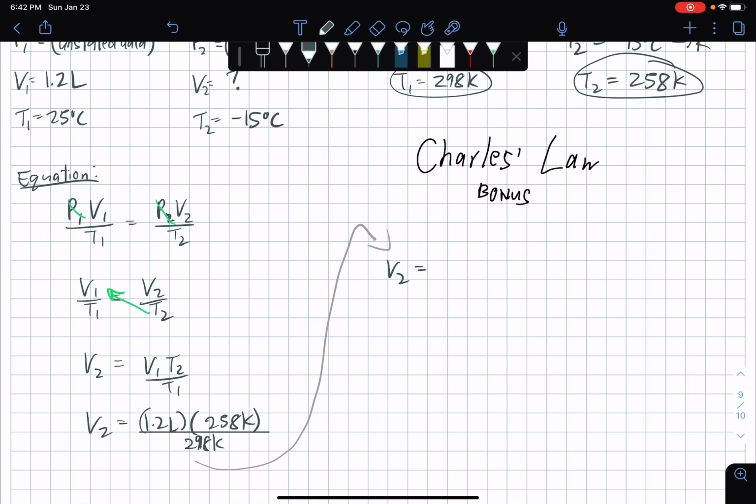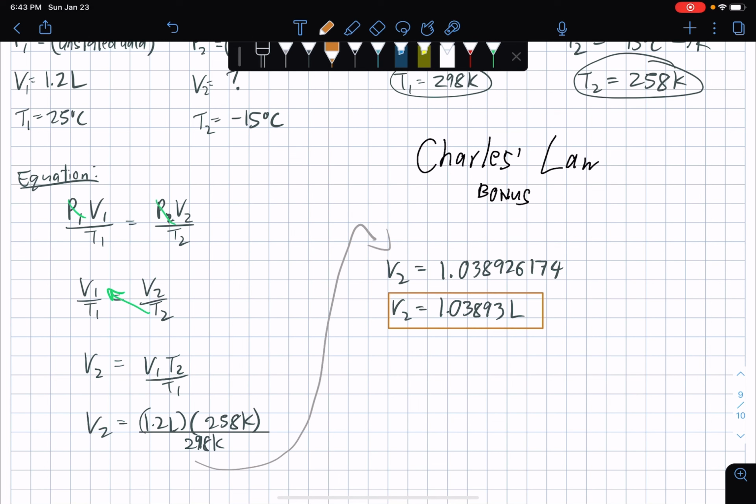V2. Place all those values in the scientific calculator, and your answer will be 1.038926174. V sub 2, round it off to 5 significant units. Again, 1.03893 liters. That is our final answer.